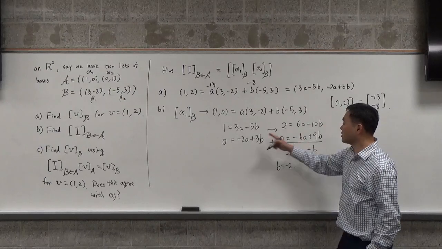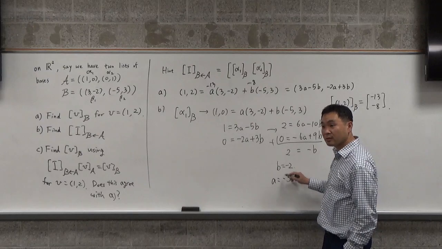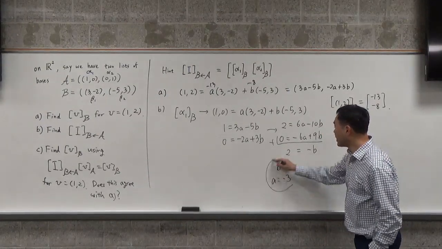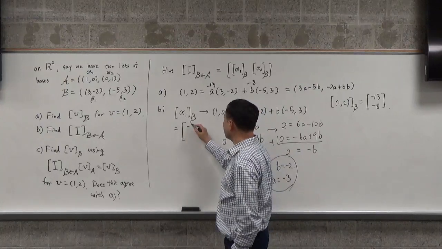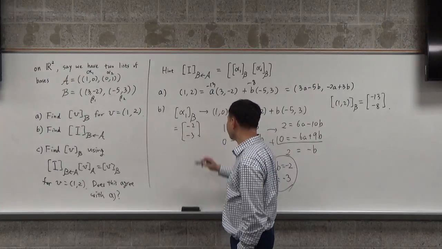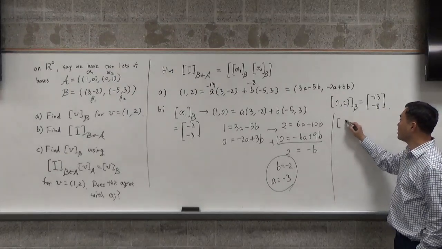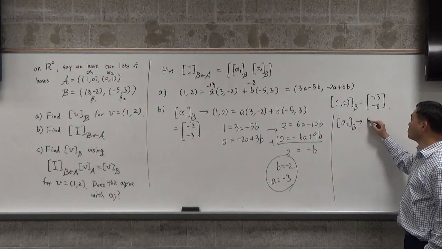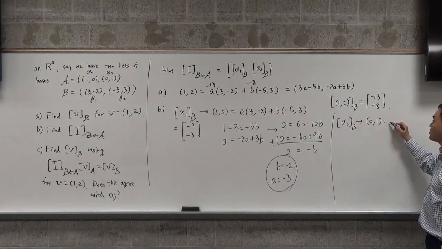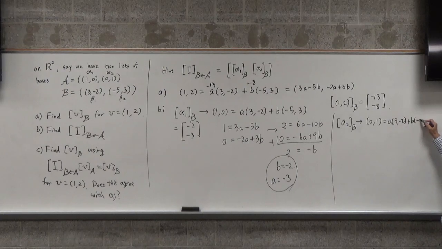And you plug it back in here, and you get a as what? Negative 3? Yeah. So you get this: negative 2, negative 3. And you do the same thing for the other one. Alpha 2b means you want to represent 0, 1 as a times 3, negative 2 plus b times negative 5, 3.